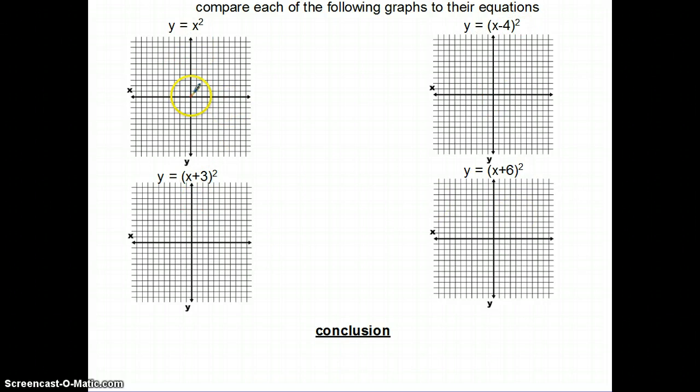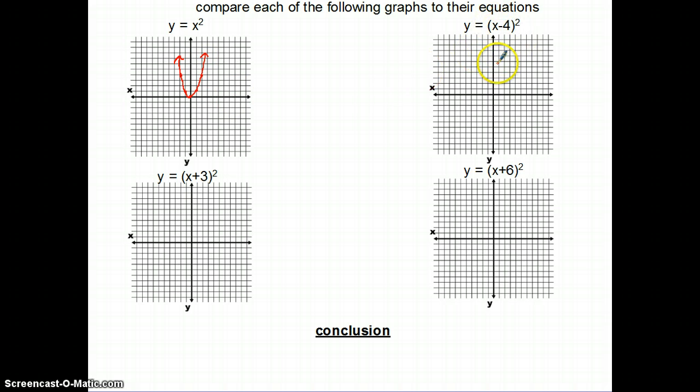Next slide. Our vertex is again for this first graph, 0, 0. I go left 1, up 1, left 2, up 4. Right 1, up 1, right 2, up 4 from the vertex, giving you basically your home base graph. This is just your standard parabola.